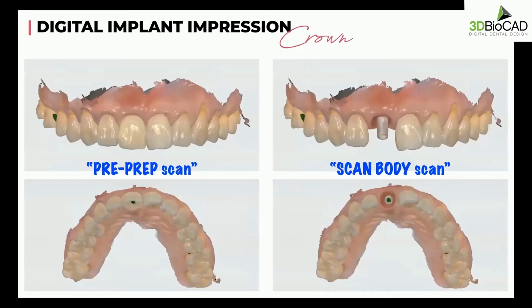With the pre-prep scan, I leave the temporary crown inside the patient's mouth. Number 8 is the implant temporary crown, and I do the scanning. After that, I take the temporary crown off and place a scan body and do a scan body scan inside the mouth. This will transfer the implant information to the lab.